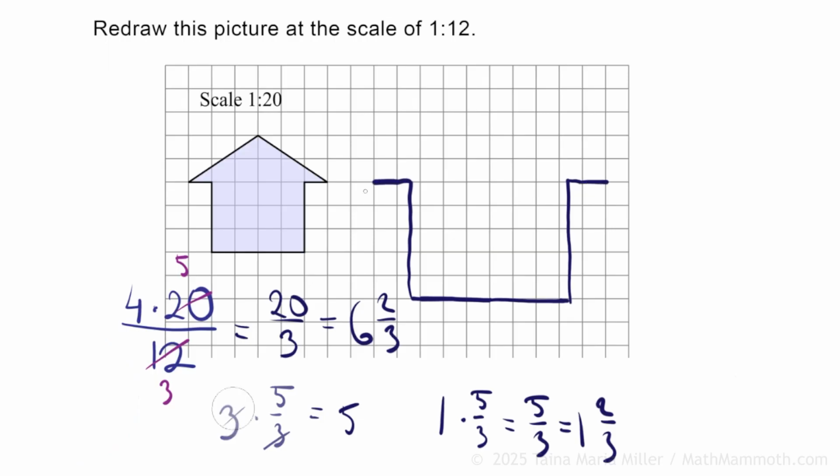Like that. Now I need to erase a little bit to get more space. Alright, and here we have this, here is 2 units. So that will be exactly half of what the 4 units became. The 4 units became 6 2/3. So the 2 units will become 3 1/3. So from here, 3 1/3, that's where the peak of the house will be. Over there.